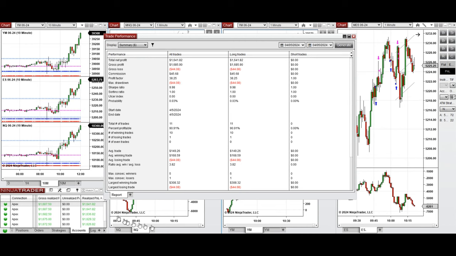And you see here the performance on one of these accounts, which was positive, showing the profit factor of 38 with 90% win rate from the long positions taken and average win to loss ratio of 3.8. The largest winning trade was $308 and the largest losing trade was $44.